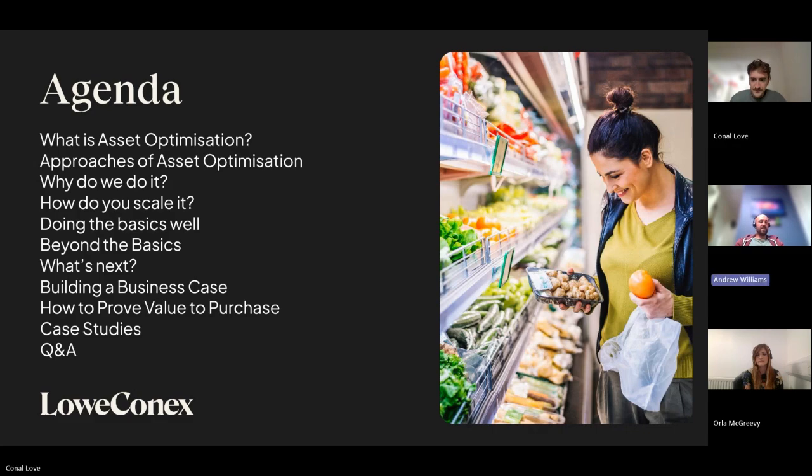Yeah, sure. So I'm Andy, and I'm the Innovation and Data Director here at LoweConex. Primarily, my role consists of using data to help us develop a product to enhance our optimization efforts in terms of energy efficiency and maintenance. Really just trying to go beyond the basics and bring machine learning and AI to the forefront of what we do.